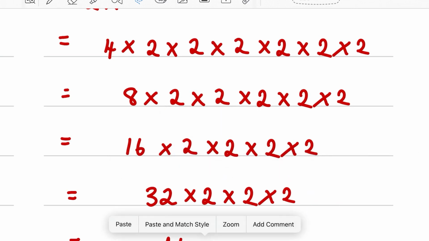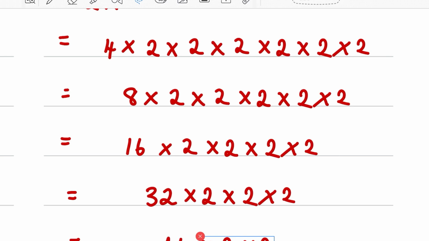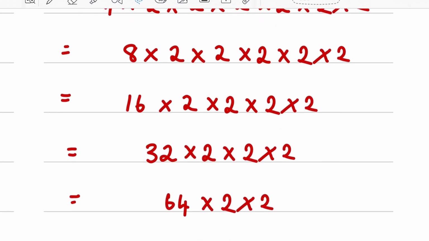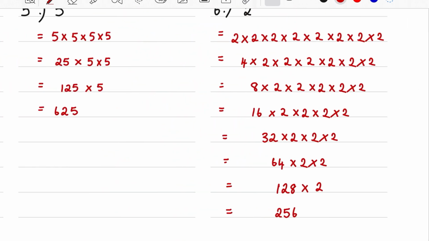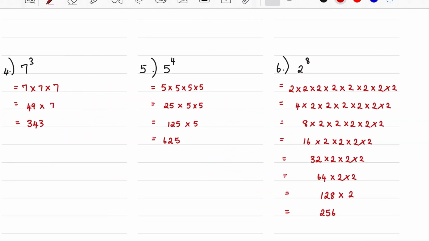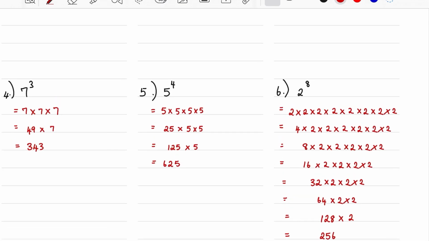Bringing down this remaining pair of 2's. 64 times 2 is now 128. And we're left with 128 times 2. So our final answer is 256. So that means 2 multiplied by itself 8 times, or 2 raised to the power of 8, is 256.